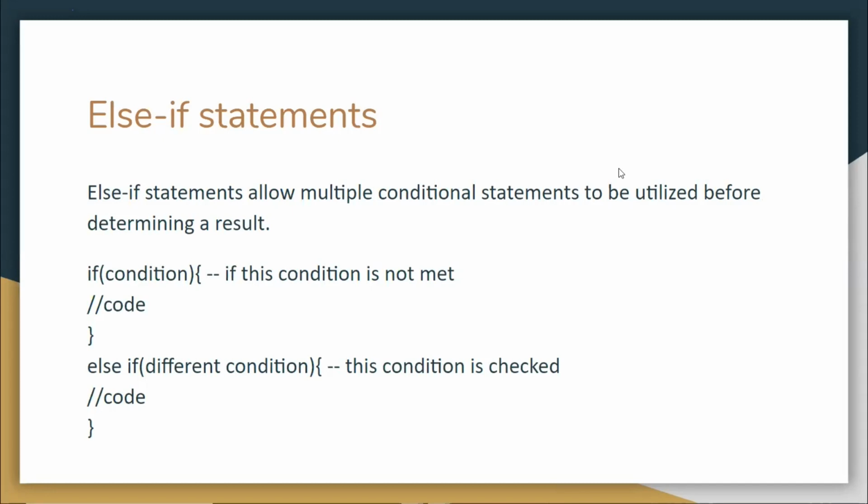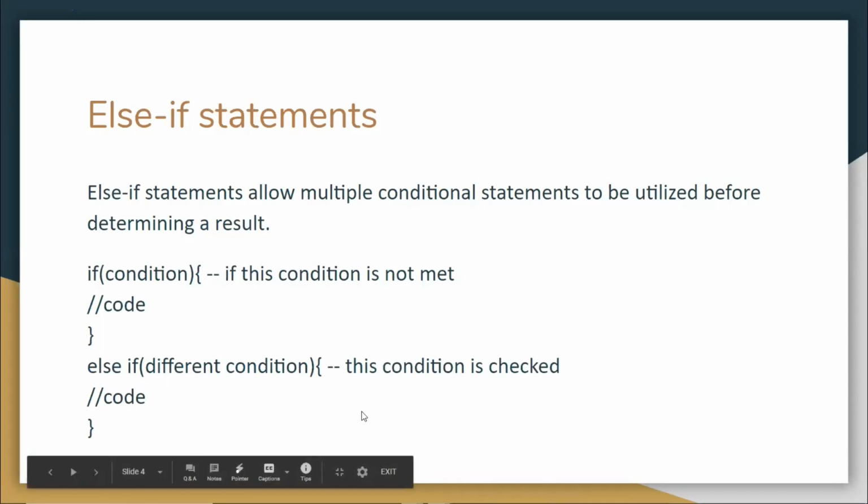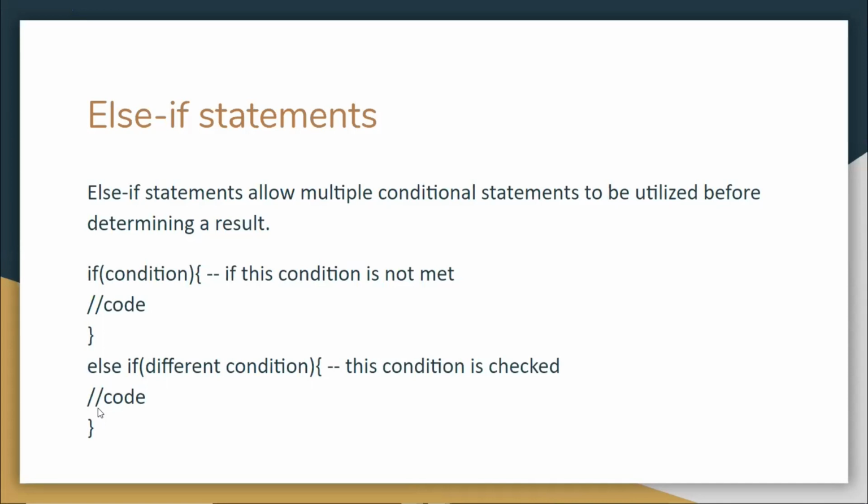So the example I give here is if some condition is not met, then the code in the brackets here would not be run. But if we want to test another condition, we use an else if statement, else if different condition, and then this condition will be checked to see if some different set of code is run. So this allows us to run different results in code for different conditions if different conditions are met.